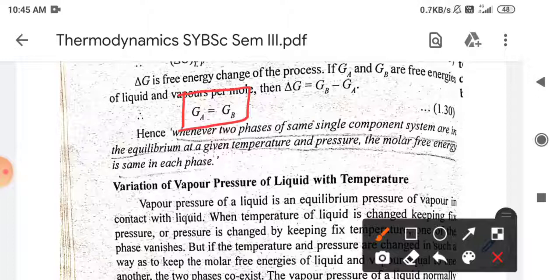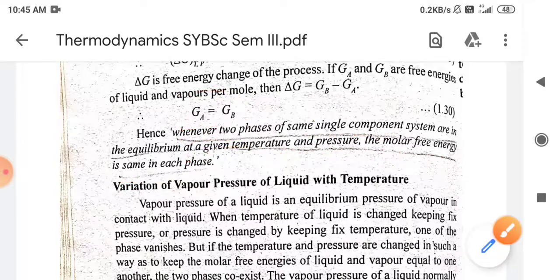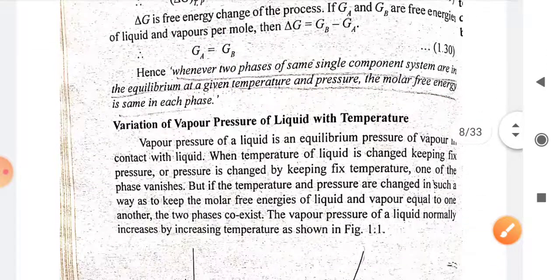So we can simply say that the free energy of the vapor phase and the free energy of the liquid phase are equal at equilibrium. Whenever two phases of a single component, that is important, or a one component system, are in equilibrium at a given temperature and pressure, then the molar free energies are the same in each phase. So this is the important statement that comes out.